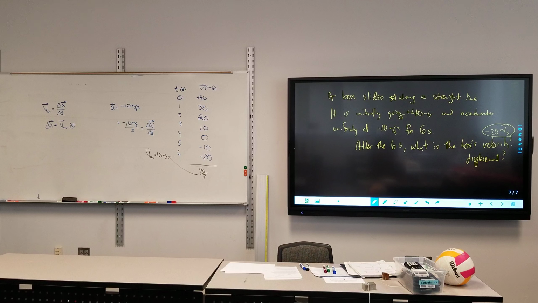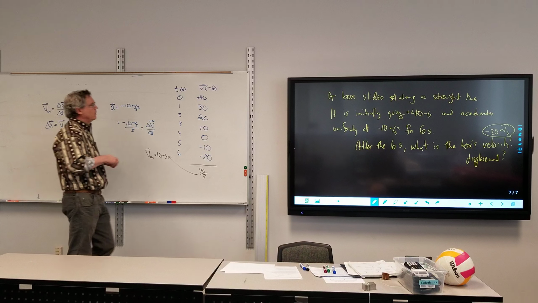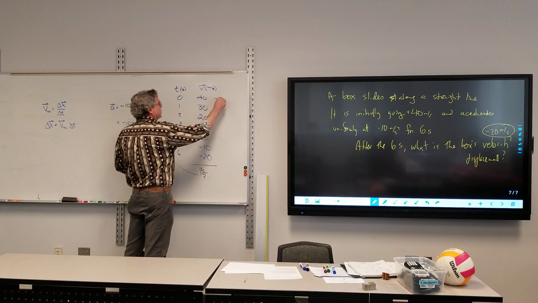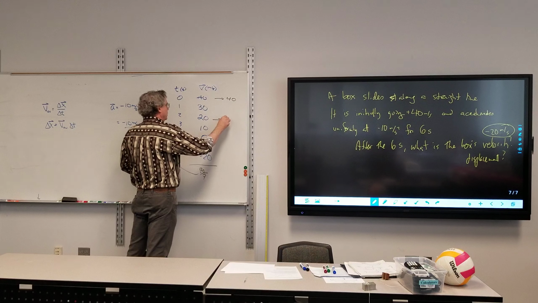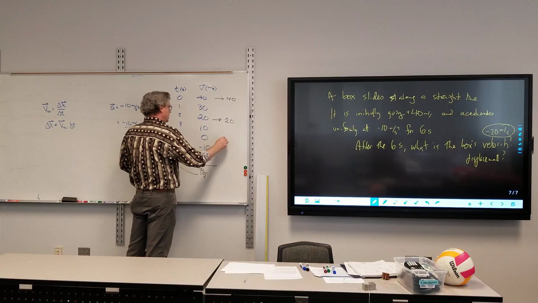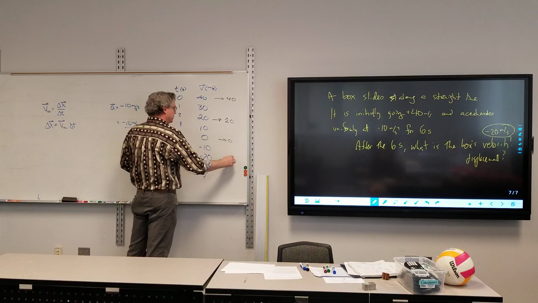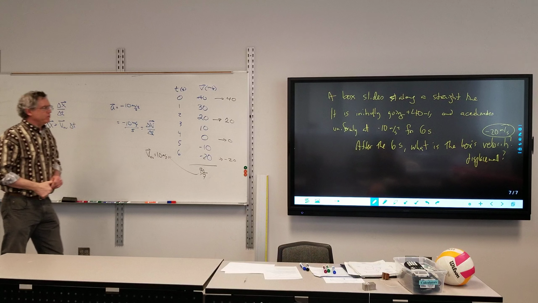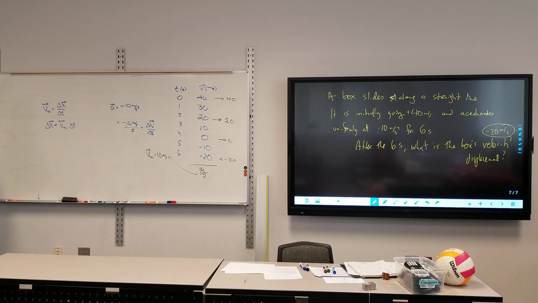Now I did it by every second. We have 7 numbers there. But there's nothing really special about every second. Suppose I did it every 2 seconds. So I have 40, 20, 0, and negative 20. What's the average of those numbers? Yes, it's the same average.